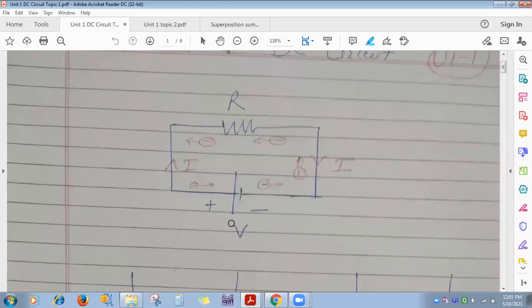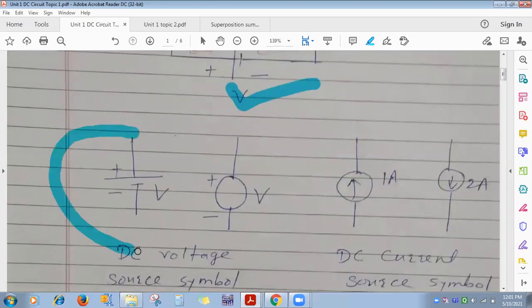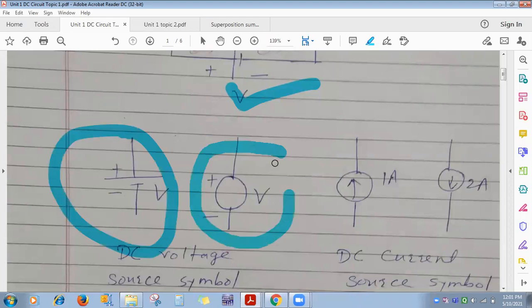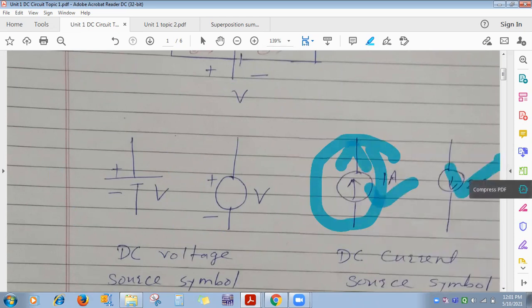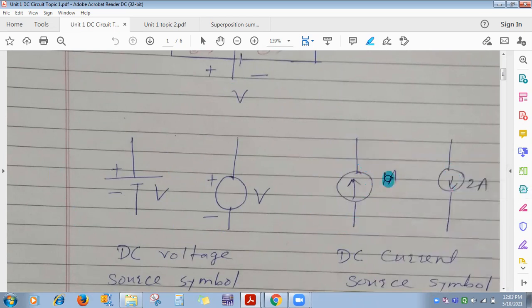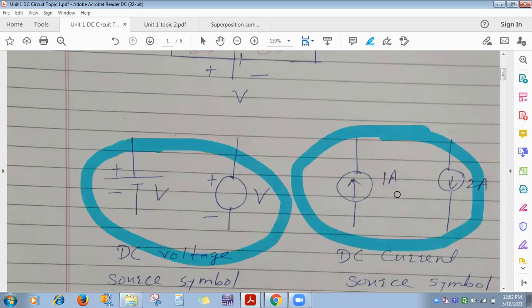Now, the moment you switch on this DC voltage source, as I just told you, for a DC voltage source you can use either this symbol or this symbol. Any of them you can use. And for a DC current source, if you want to show the current upward, use this one. For downward, this one. Here the values are written 1 ampere, 2 ampere, and this is 10 volt, 5 volt, whatever the value. So this is the symbol for a DC voltage source, and this is the symbol for a DC current source.